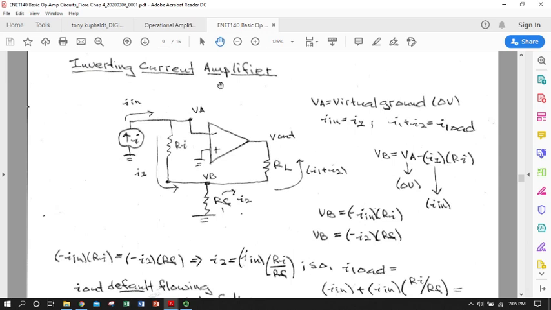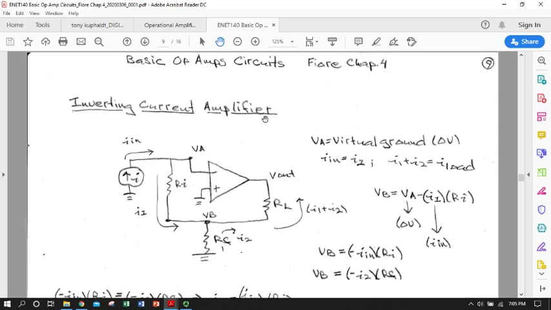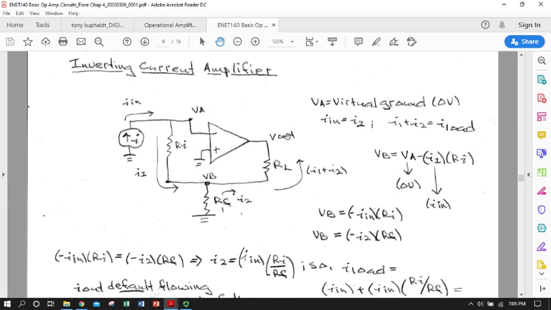So we can define gain again for this circuit. Actually, not gain, we'd be looking for current. So we will be looking for a current gain this time.